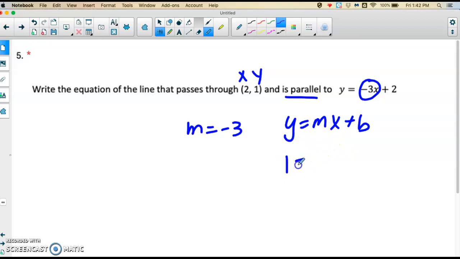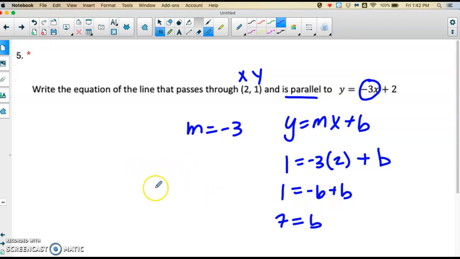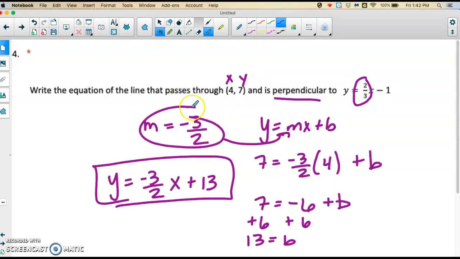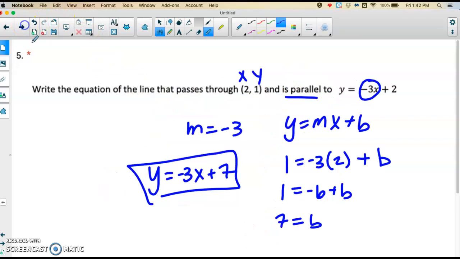So it looks like we're going to get 1 equals a negative 3 times 2 plus b. 1 equals a negative 6 plus b. Add the 6 over, we're going to get 7 equals b. So your final answer should be y equals a negative 3x plus 7. So again, that was parallel, so the slope is the same, whereas on this one, this was an opposite reciprocal because it was perpendicular. So hopefully you're seeing that difference there.